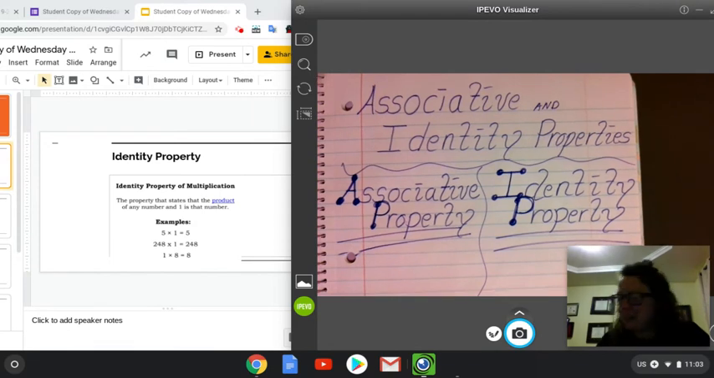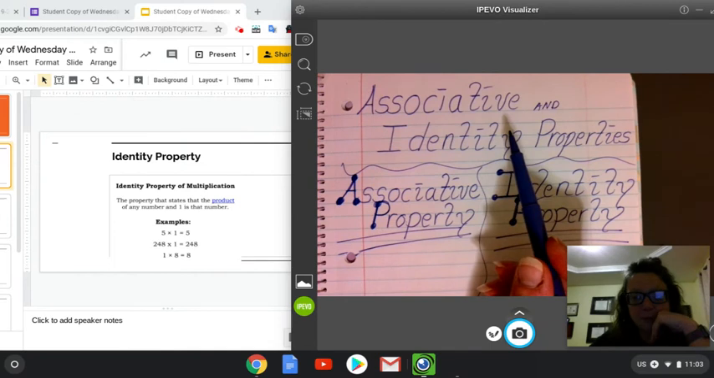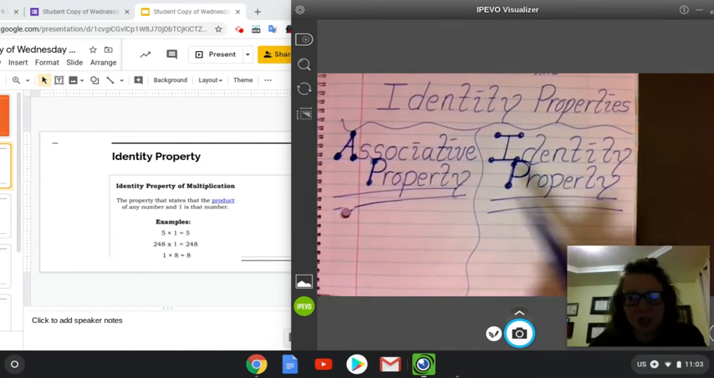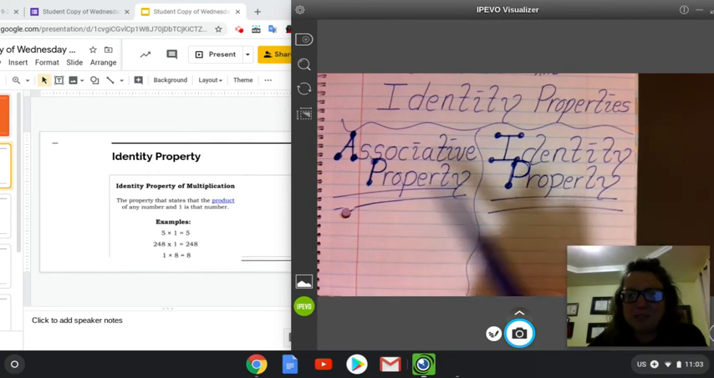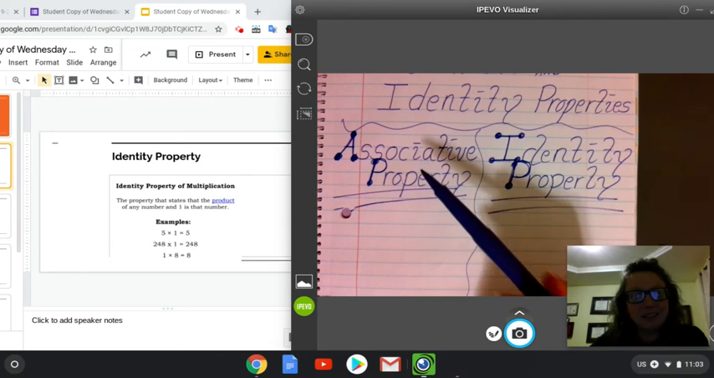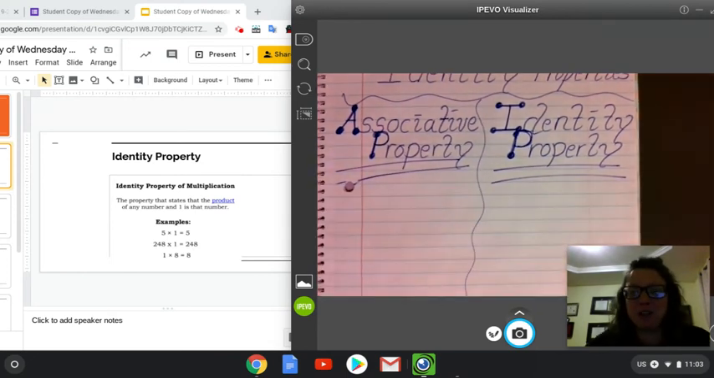All right, so let's go ahead and start off. So I have my title already written. And then I have like a chart so I can look at them side by side. So I can compare them, and let's go ahead and start with our first one. We're going to start with the identity property right here.